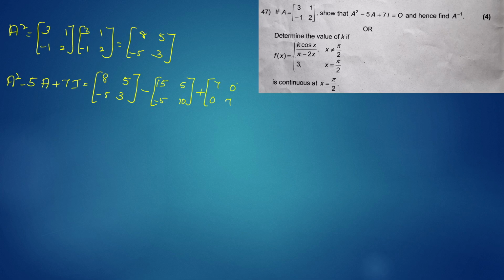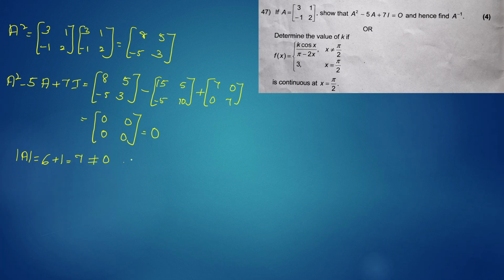If we add all these, we get 0, 0, 0, 0, which is nothing but a 0 matrix. Therefore, it satisfies the given equation. Now we have to find A inverse. Before finding A inverse, let us find the determinant of A. Determinant of A is 6 plus 1, which is equal to 7, which is not equal to 0.